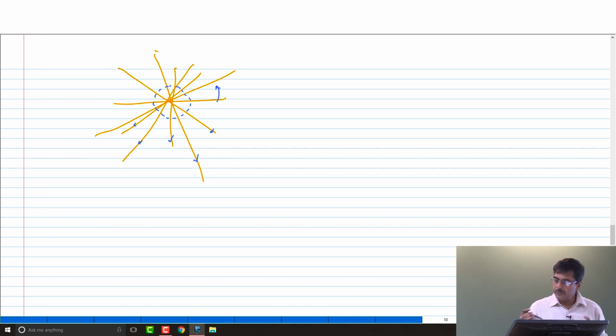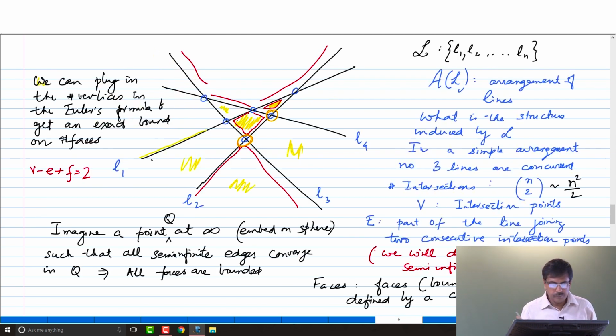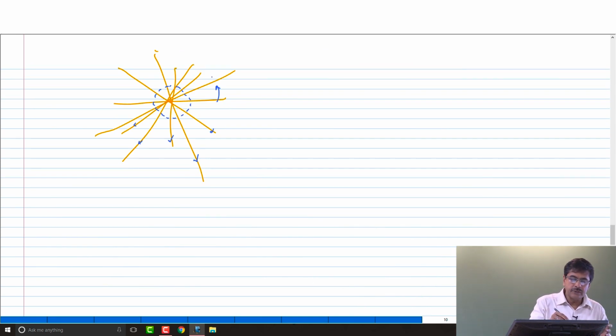So then what happens if you go to the, no, as I argued, every intersection point is uniquely associated with a face, because it's the lowest point of a face. So there are n choose two such faces, plus there are these faces which are unbounded faces. And how many faces are there? Unbounded faces?